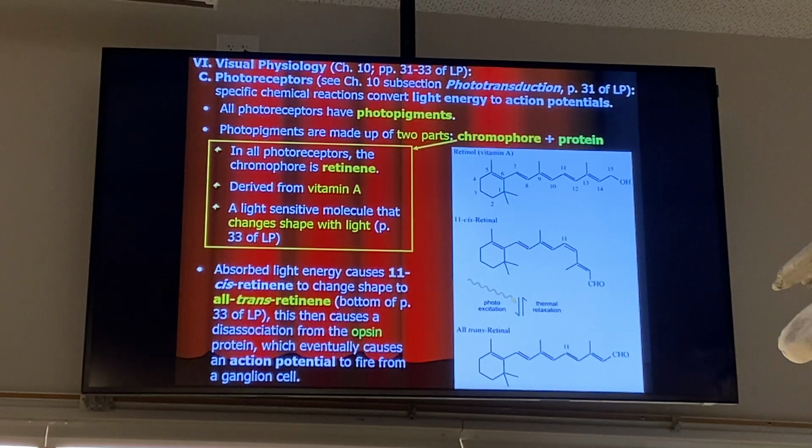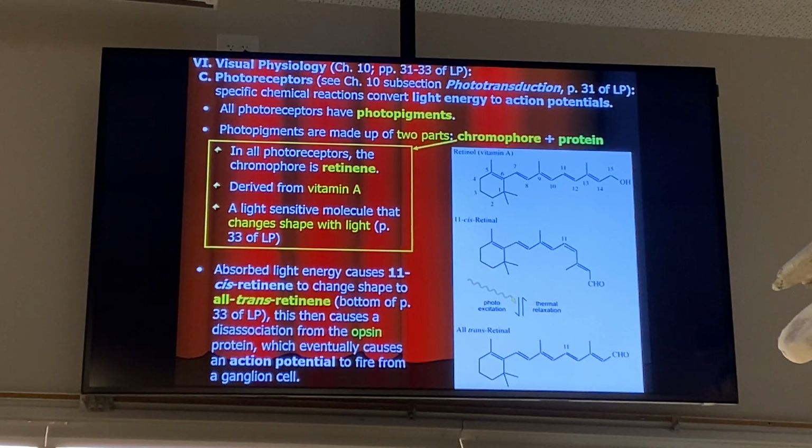When it is in the dark, a double bond causes it to bend at the 11 carbon. So it is referred to as 11 cis retinine. It is bent at carbon number 11. That bend makes it fit perfectly on this protein boulder, which is the green. You gotta have chromophore and a protein. Protein is a boulder. In this case, it's a form of opsin, also in green.